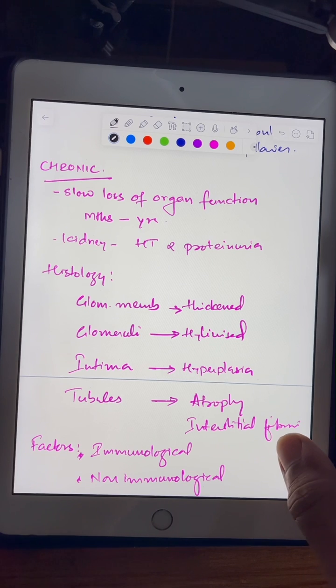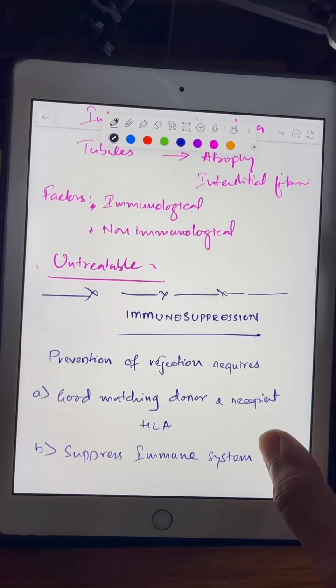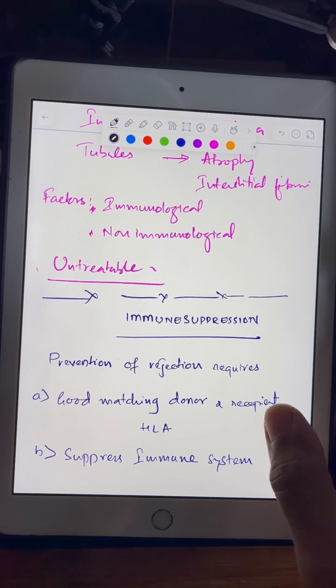Chronic rejection is a slow loss of organ function over months to years. In the kidney: hypertension, proteinuria. Histology shows thickened glomerular membrane, hyalinized glomeruli, intimal hyperplasia, atrophied tubules. Factors are immunological and non-immunological. Delayed reaction is non-treatable.